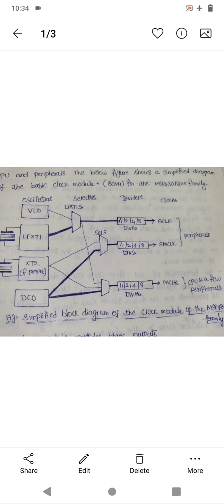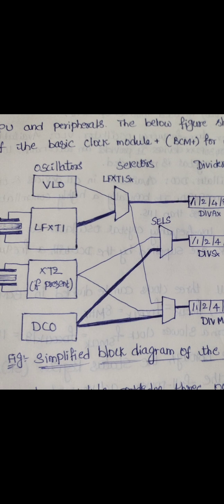Up to four sources are available for the clock. Look at the figure. Four sources are available for the clock depending upon the family and the variant. Looking at the figure, we have four oscillators, and they might use lower or higher frequency crystals.